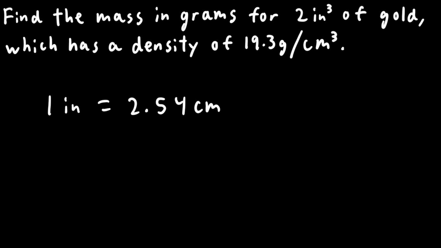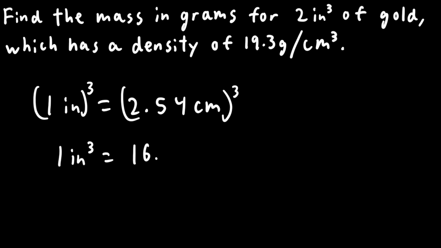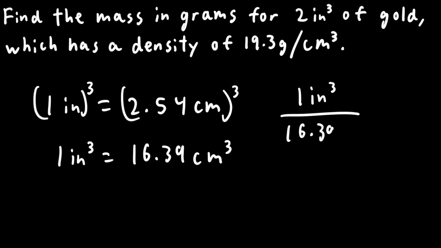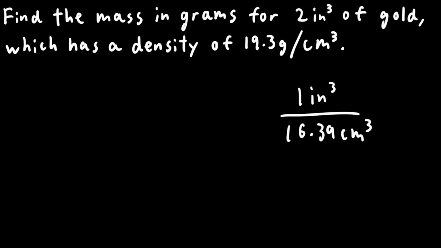Now first, let's notice what units the problem is in. We have inches cubed and then centimeters cubed. So let's do a little bit of algebra and cube both sides of this equation. So 1 cubic inch is equal to 16.39 cubic centimeters. So our conversion factor is 1 inches cubed over 16.39 cubic centimeters. Now let's analyze the problem a little bit more before we start. Notice how we start with inches cubed, and then we want to end with grams.